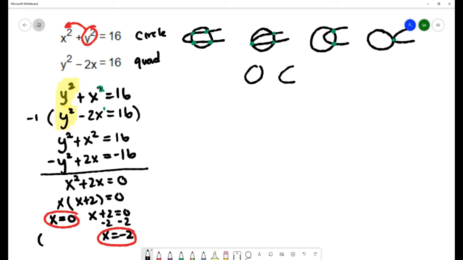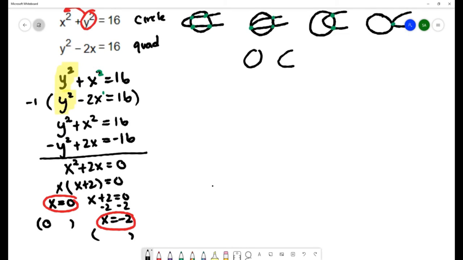So this gives me part of the ordered pair solutions. I've got the x part, the 0 and the negative 2, and now I want to find the y part. So I can use any of the equations with two variables. Let's use this one here, the y squared minus 2x equals 16.